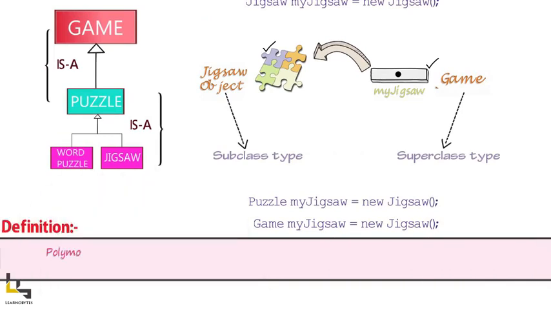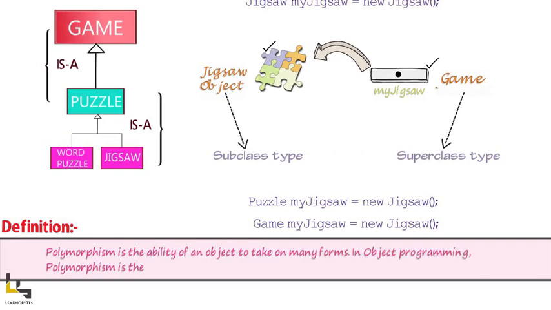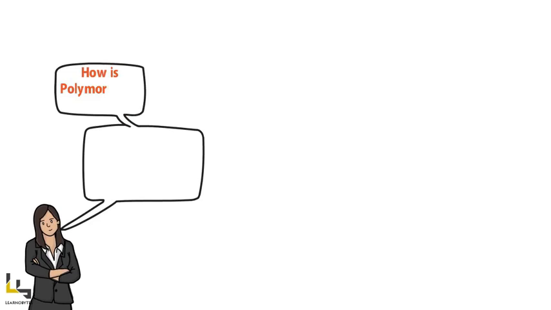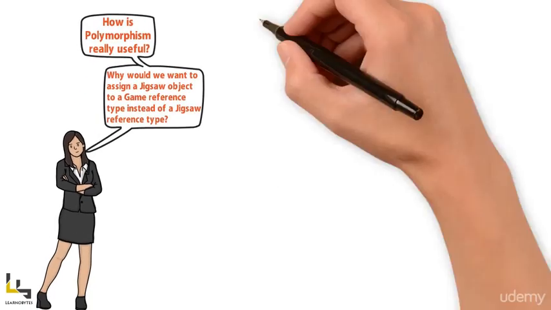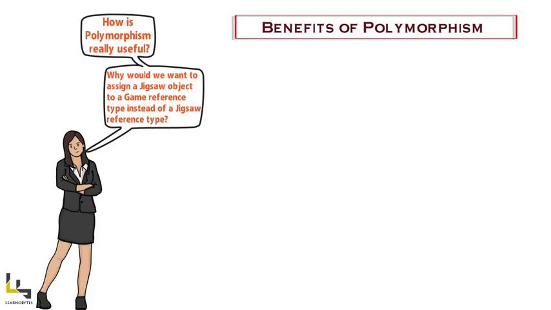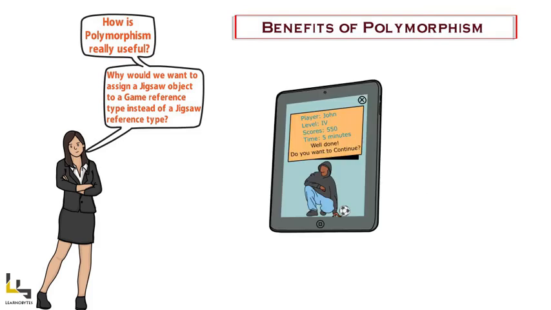Polymorphism is the ability of an object to take on many forms. In object-oriented programming, polymorphism is the ability to use a reference of a superclass to refer to an object of a subclass. But how is polymorphism really useful? Why would we want to assign a jigsaw object to a game reference type instead of a jigsaw reference type? Let's explore the benefits of polymorphism with a scenario in a gaming application.